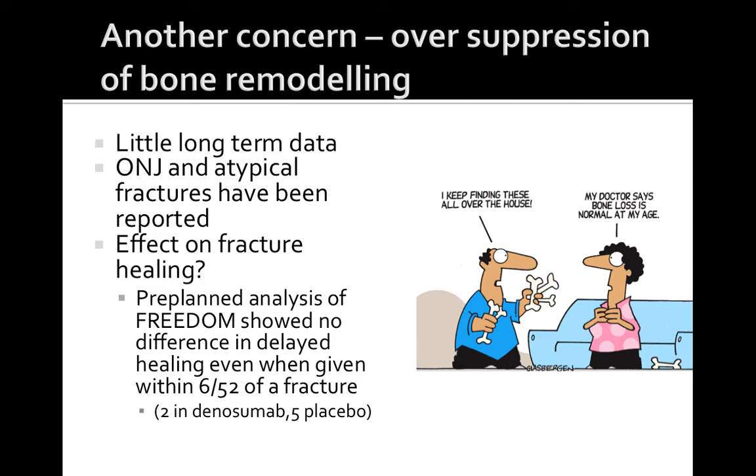So another concern with denosumab is that if it's more potent than a bisphosphonate, could you get more problems as well? So there's really no good long-term data. So ONJ and atypical fractures have been reported. And there is some concern about whether you're going to stop fracture healing as well. So there was a pre-planned analysis of Freedom, which basically showed no difference in delayed healing even when given within 6 weeks of a fracture. And that was either before or after. So that's pretty good. So there were 2 in the denosumab and 5 on the placebo that had fractures. So fracture healing in mice basically shows it delays the removal of cartilage and remodeling of the callus, but improves the strength and stiffness of the healing fracture. So it had some positives, some negatives.